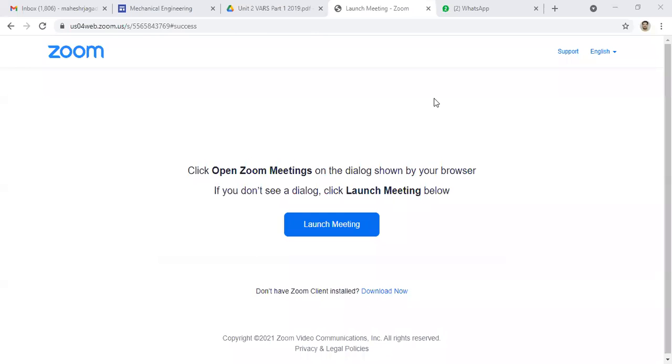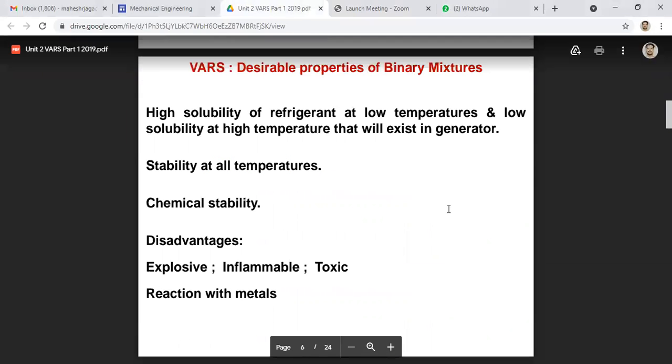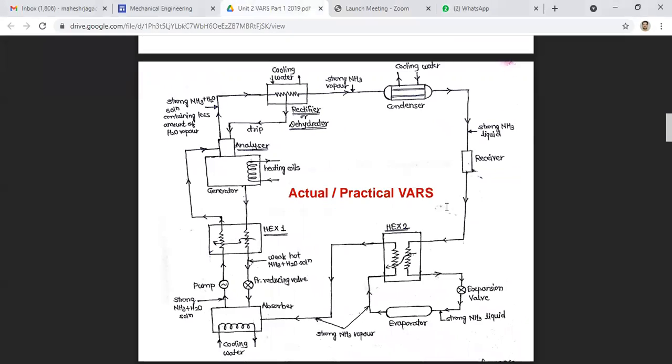In the previous lecture, we have seen the vapor absorption system. Next, we have seen the desirable properties of the binary mixture, and we have seen the ideal vapor absorption system. Now we are going to discuss the actual, or practical, vapor absorption system.